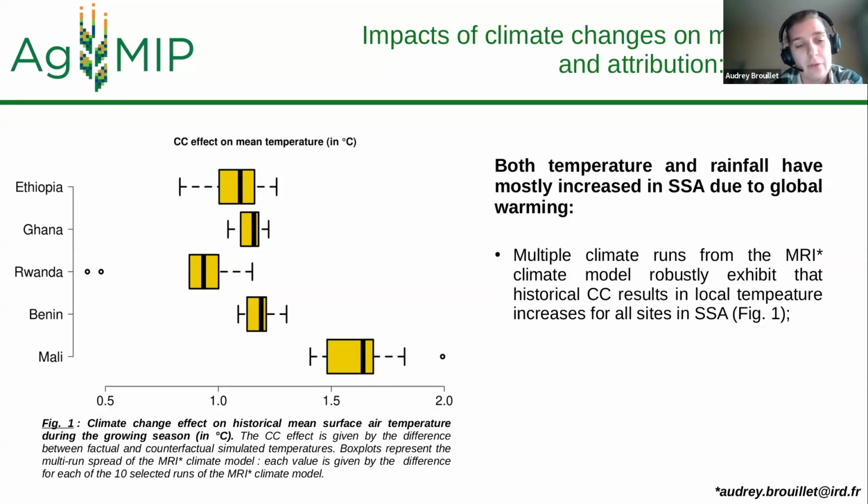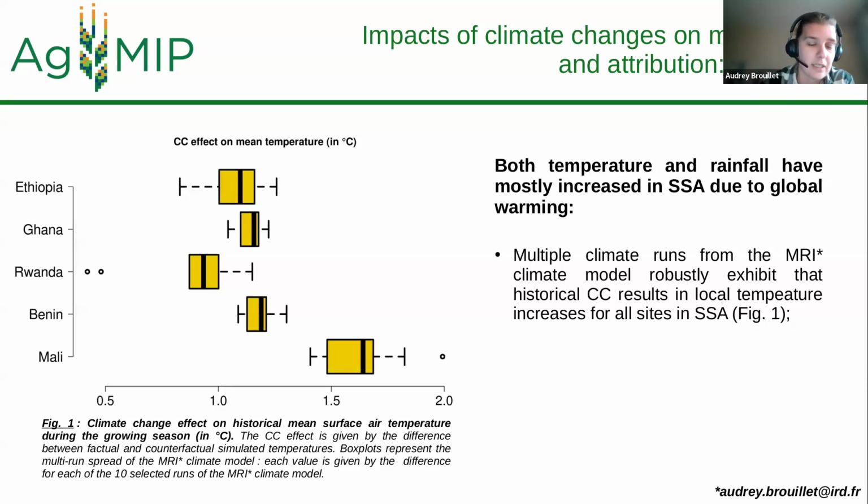When you have a positive value on the x-axis, it means that climate change, the global warming effect, increases the given metric, so here temperature. If you have negative values in the coming slides, it means that climate change decreases the variable.